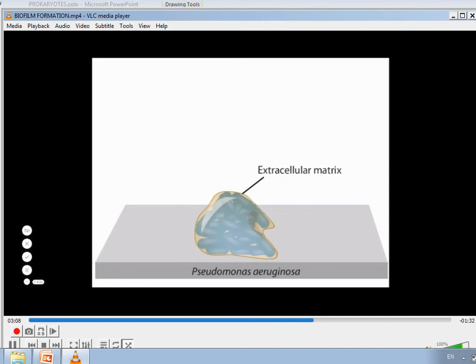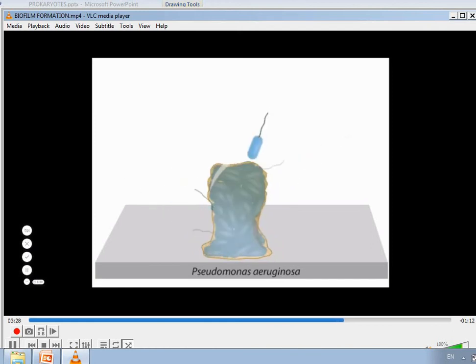Quorum sensing serves the biofilm in many ways, such as by increasing the resistance of biofilms to antibiotics. Quorum sensing in Pseudomonas aeruginosa plays a role in the maturation of the biofilm into complex three-dimensional forms, such as columns and streamers, forming channels through which nutrients flow.